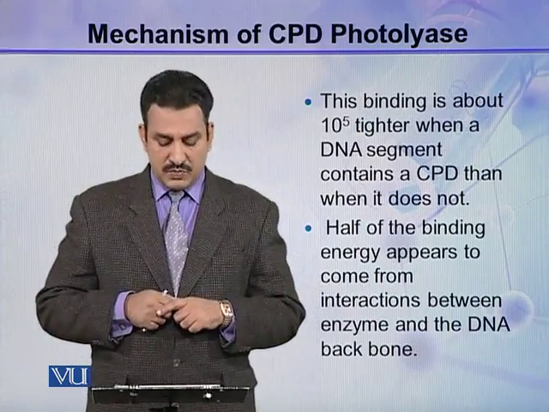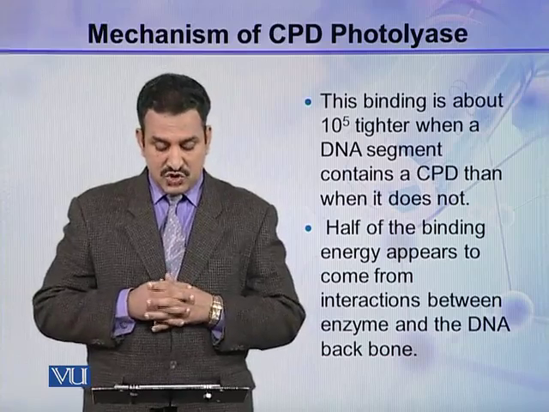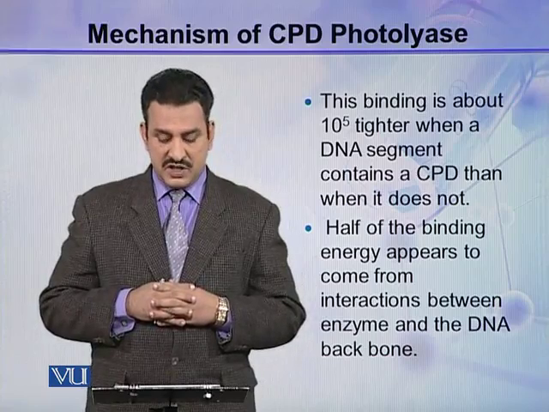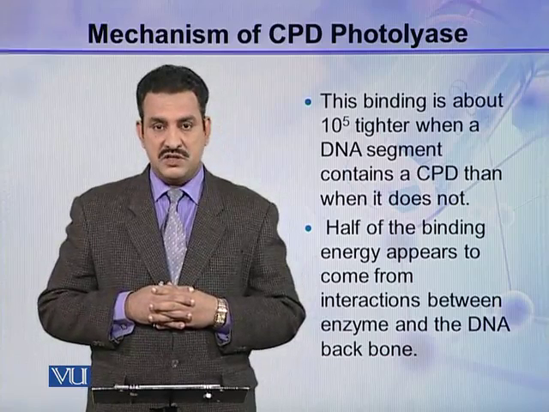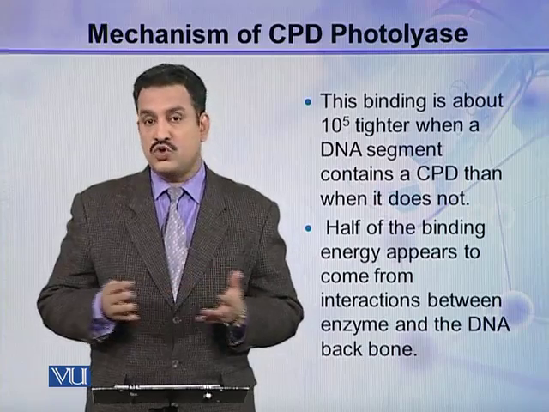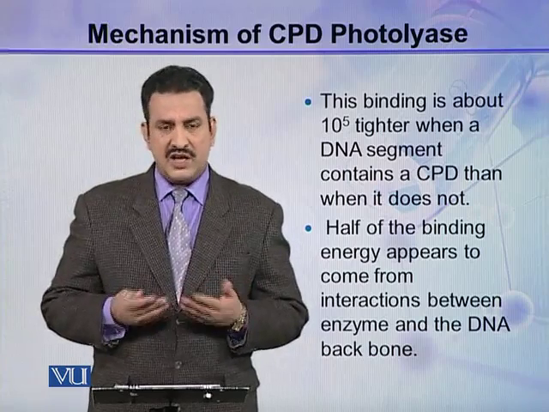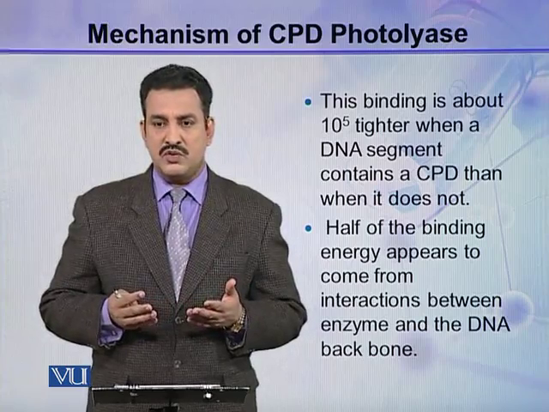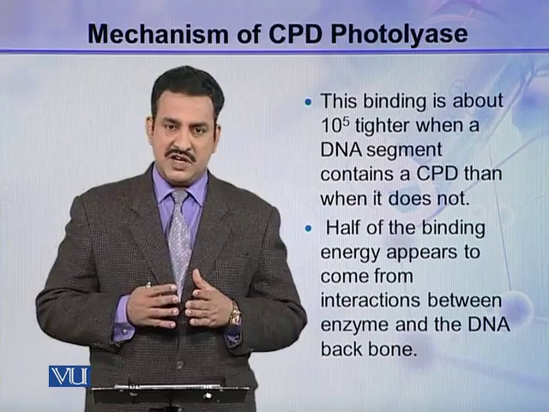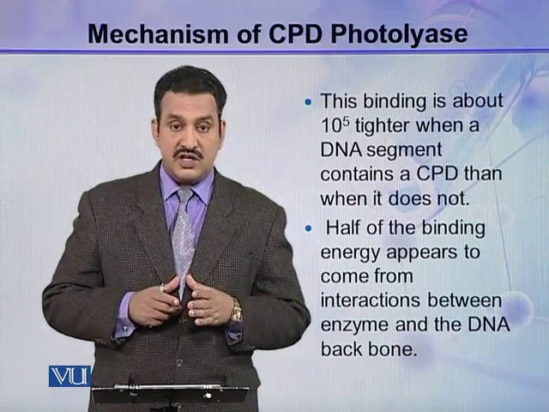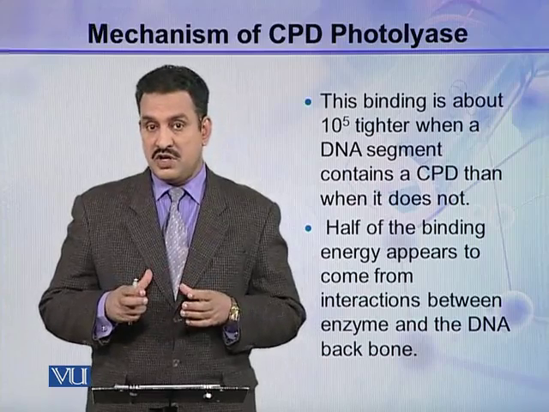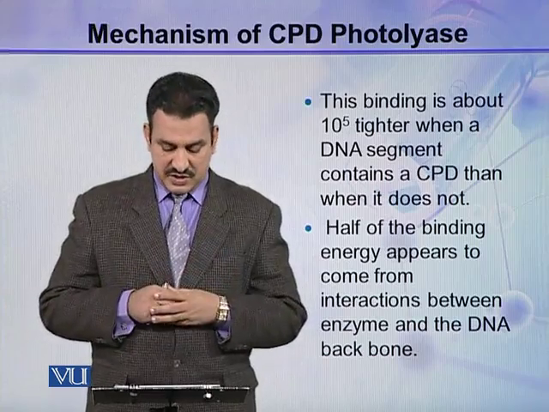This binding is about 10 to 5 times tighter when a DNA segment contains a CPD, when a dimer is present, than when it is not present. So it can bind to normal DNA which doesn't contain a dimer, but this binding is several times, 10 to 5 times, tighter if this dimer is present.